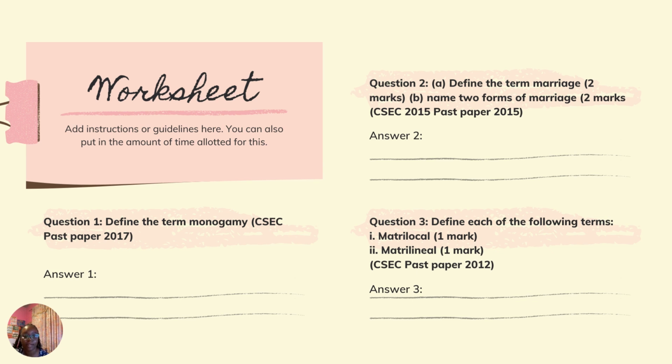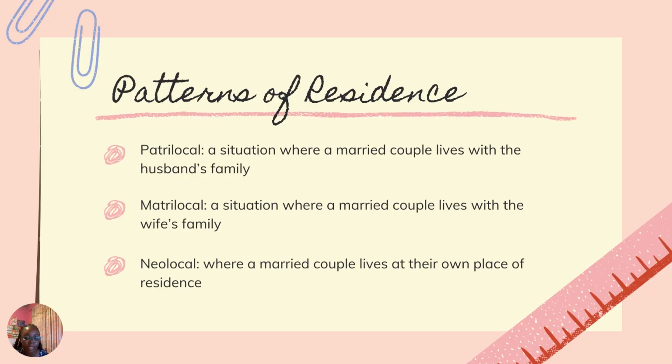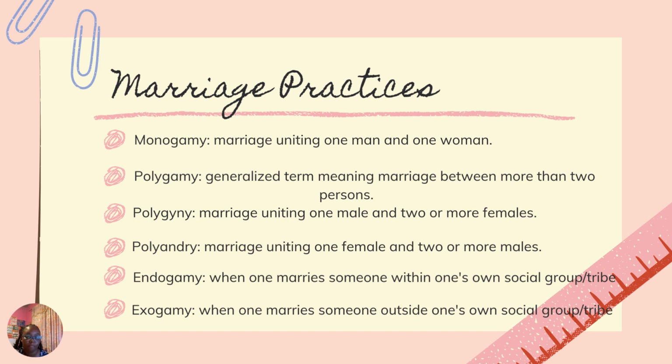Define the term marriage. A marriage is the legal binding of a man and woman, and this is usually done by a religious ceremony. That's a definition for marriage. Name two forms of marriage. And remember, that is why it's important to break down these terms into little subheadings, so we know the marriage practices would be the forms of marriage. So we have monogamy, polygamy, polygyny, polyandry, endogamy, and exogamy, which are the forms of marriage.